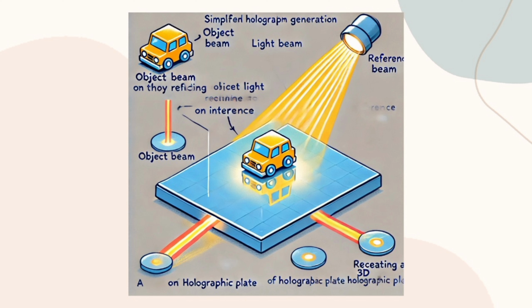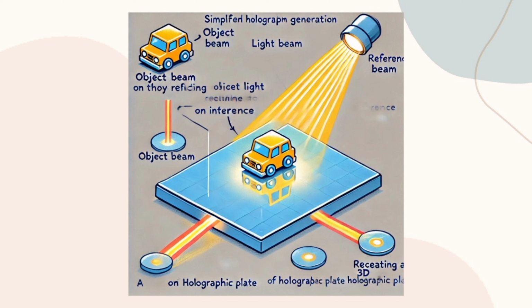These two laser beams, one carrying the toy's light waves and one plain one, meet at the film and create a pattern. This pattern is called an interference pattern. It looks like a mix of swirls and lines, but it's actually the secret recipe for the hologram.